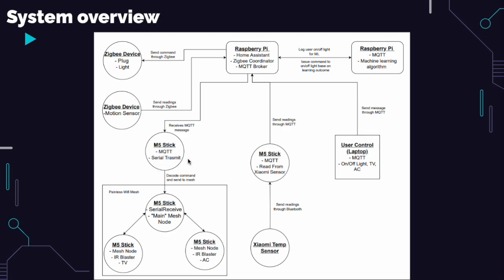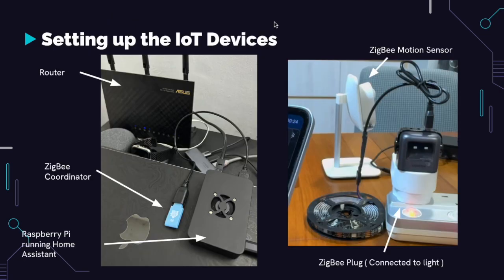Firstly, we have one M5 stick, which is subscribed to an MQTT topic receiving messages. Upon receiving a message, it will decode which mesh node it is for and send it over to the main mesh node using serial UART. The main mesh node will handle sending out the commands to the correct end node in the mesh network to turn on or off the respective devices. This is the setup of our IoT devices.